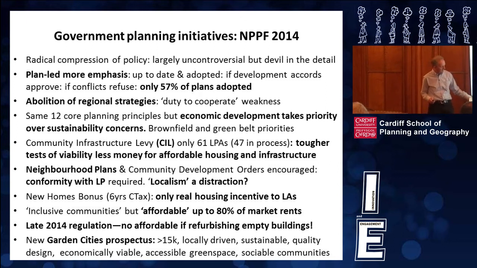The key change is that it talks a lot about inclusive communities, but what has happened, and this is the most important thing, is that affordable, whereas it was 30%, and that's the norm we thought of in terms of social rent, that now can go up to 80% of market rents. So there's a tremendous change at that point, and essentially making more commercial rents. So those are the things really which are very, very significant.